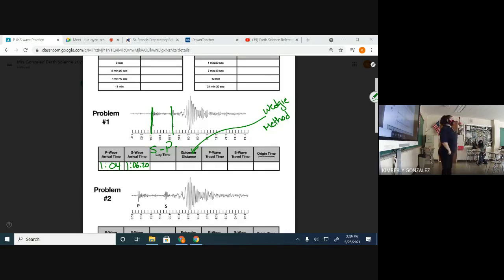Because then you can say, how long did it take the P wave to get there? How long did it take the S wave to get there? And you can figure out what the origin time is for each of them. Okay? This is your homework for tonight.